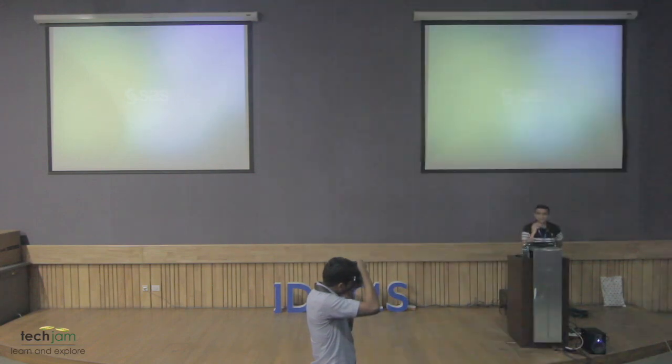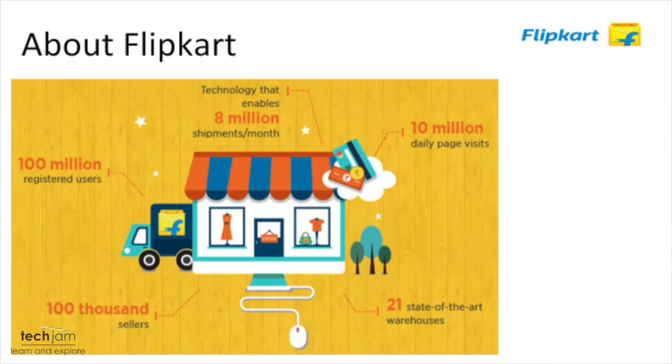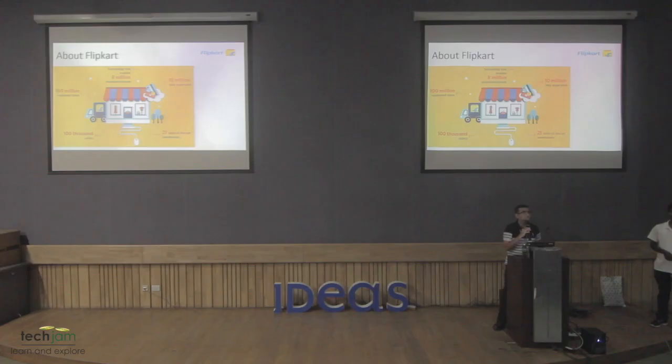So I guess a lot of you here already know Flipkart. It is the leading e-commerce company in India. We do about 8 million units. That's how many units are sold on our platform every month. Every day we get about 10 million visits. We have 21 state-of-the-art warehouses, or what we call the fulfillment centers. And in terms of our users, there are two types of users, our customers and our sellers. We have about 100,000 sellers and 100 million registered users. So, a fairly big footprint all across India.